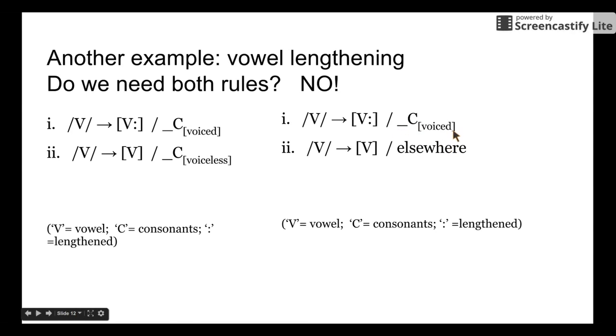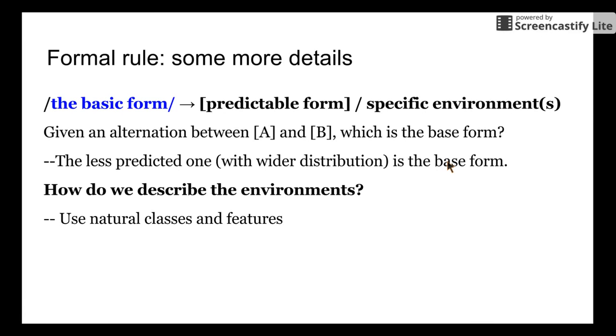So the first rule will apply, and if we did not have the first environment, then we simply do the second one, the second alternation. This set of rules is better than this one because it's more elegant. So actually, the elsewhere is the default rule.